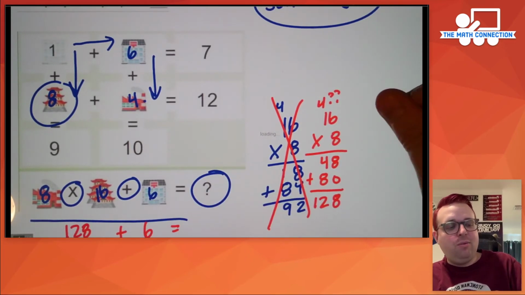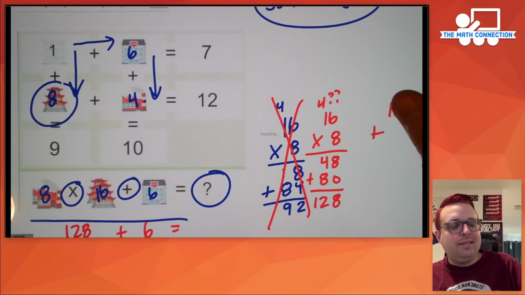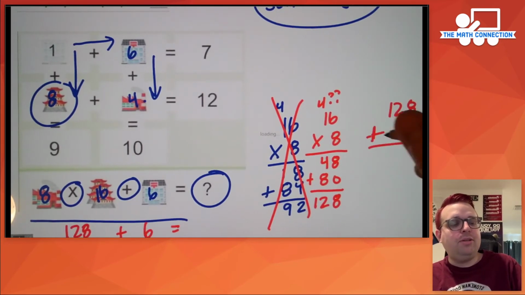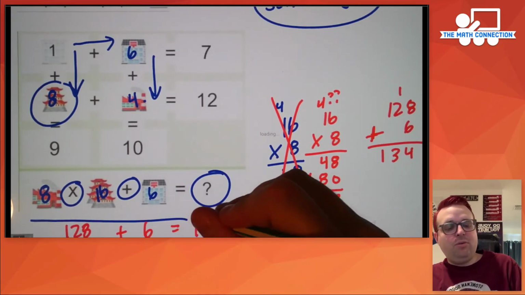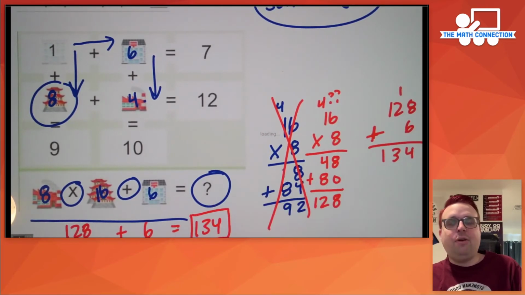And if you add 128 plus 6, the long way that we've been doing, you get 8 and 6 makes 14, carry the 1, and then 2 and 1 is 3, and 1 and nothing is 134. So the final result is 134.